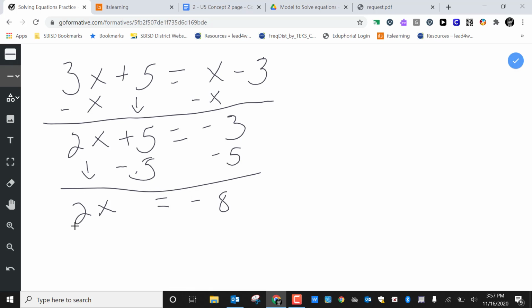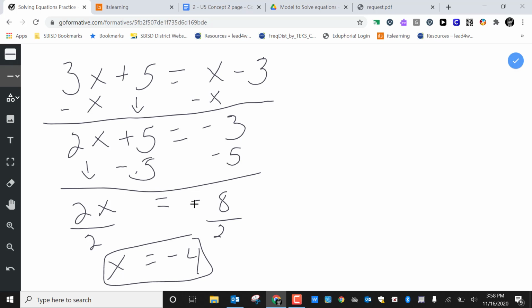Okay, now I only want one x. I have two x's. 2x is equal to negative 8. To get one x, I have to divide both sides by 2. 2 divided by 2 is 1x equals negative 8 divided by 2 is negative 4. Make sure you're putting it in the calculator.